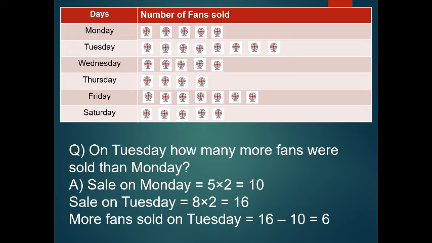Why are we multiplying by 2? Because one fan is representing 2 fans. Now for calculating the difference, what we will be doing? 16 minus 10, that is 6. So the fans sold on Tuesday are how many? 6 more than Monday.